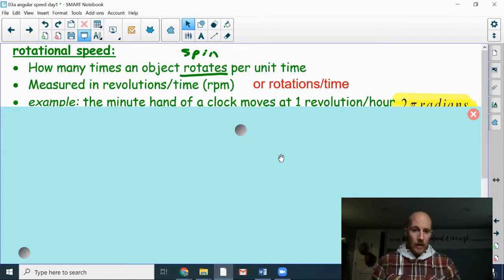That happens very frequently as well. An example is if we think about a clock. The minute hand on a clock is going to go around one time every hour. So the rotational speed of the minute hand of a clock is going to be 1 revolution per hour.